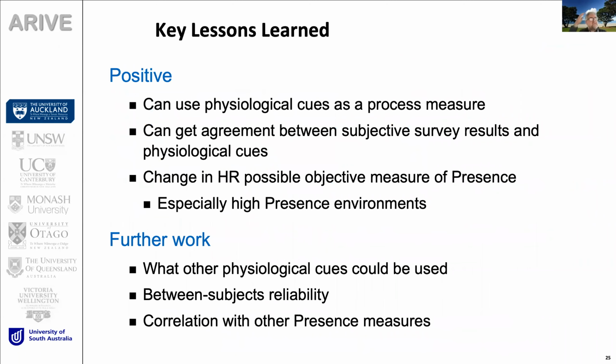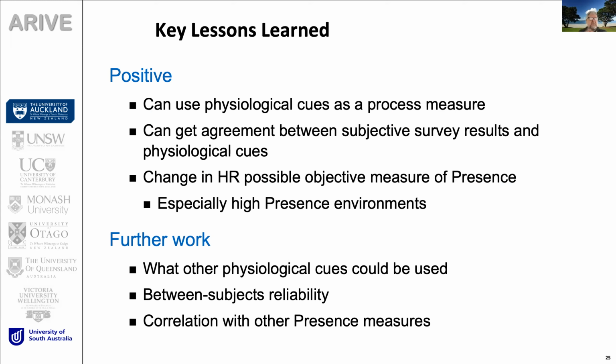So the key lesson you can learn from this is that you can use physiological cues as a presence measure, and also as a process measure. What I mean by process measure is you can actually capture them during the experiment. So the change in heart rate in this case is a possible objective measure of presence, especially in very high presence environments. They also showed you can get an agreement between the subjective survey results and physiological cues.